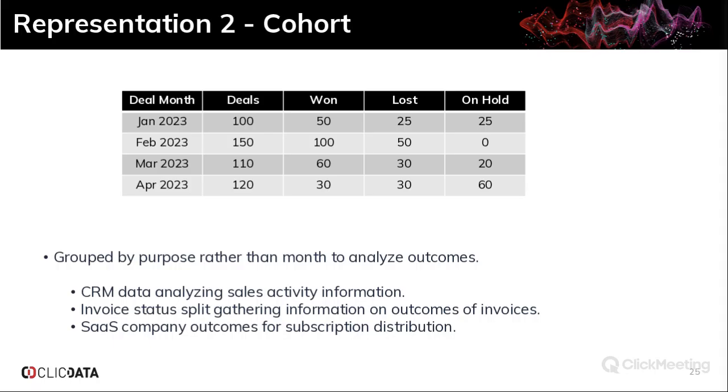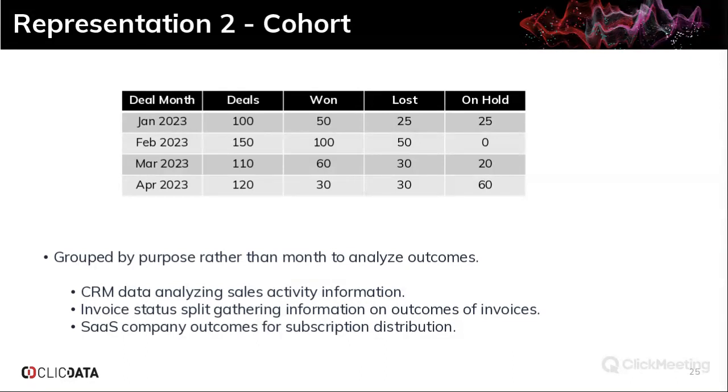A second representation of cohort that we have seen is working with sales team. Let's say you're trying to analyze sales activity for your organization. You typically work with multiple deals. Each deal either gets won, lost, or it goes on hold. So here, what we're trying to do with the cohort representation is we're looking at a specific subset of deals. If I have 100 deals, what happened with those 100 deals? So you will see for each row, the total always adds up to the number of deals. I'm always looking at 150 deals in February. Out of those 150, how many were won?